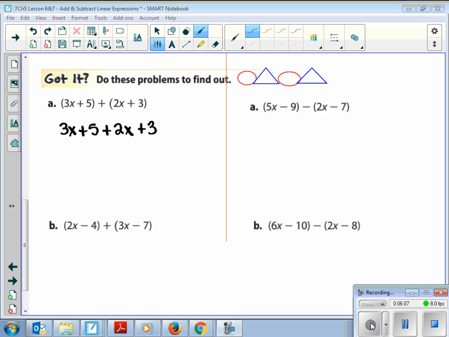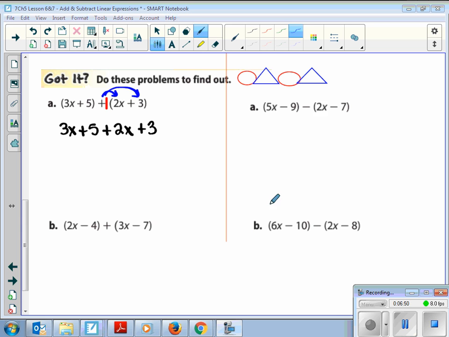Now, I want to show you the reason why we can just take the parentheses away. See, there's no number in front of the parentheses? So what number is actually in front of the parentheses? 1. And that's a positive 1, right? So if I distribute this positive 1 throughout the parentheses, this is going to be 1 times 2x is 2x. You see that? And then we have 1 times 3, which is positive 3. Does everybody see the reason why we can just take away the parentheses?